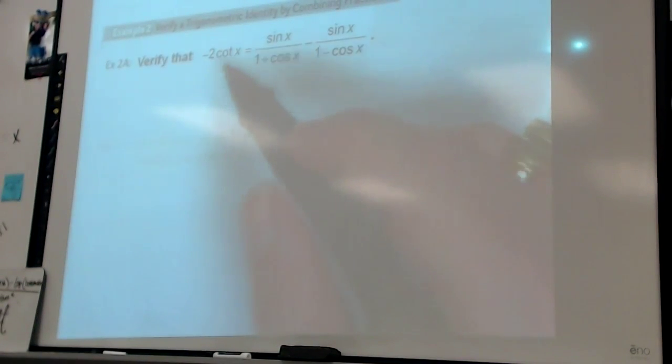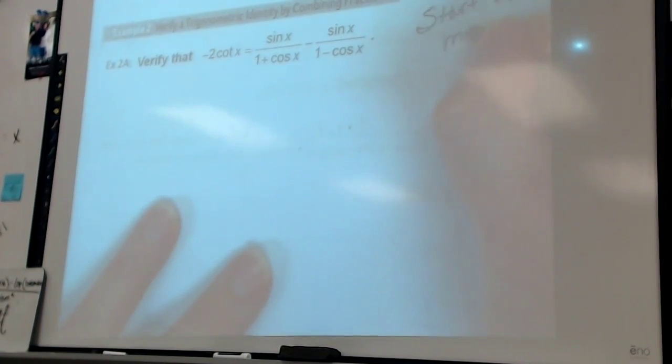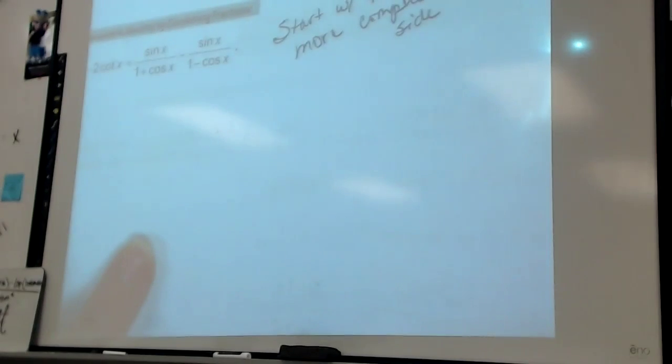All right, so I have negative 2 cotangent x equals sine x over 1 plus cosine x minus sine x over 1 minus cosine x. So you usually want to start with the more complicated side and try to get it to this, because it would be awfully hard to take this and get it to this. You see what I'm saying? It's doable, but pretty difficult. So start with the more complicated side. It doesn't matter if you start on the left side of the equals or the right side.